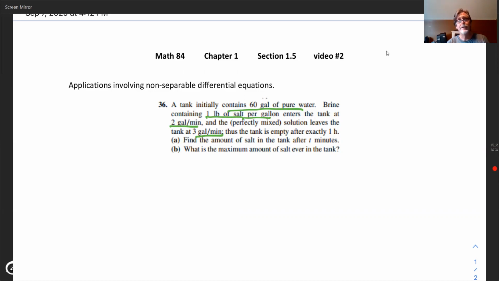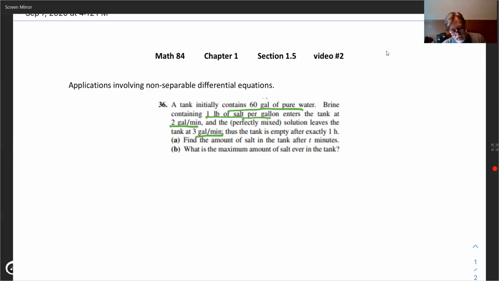Does that make sense? Okay, so you have a tank full of water, 60 gallons. In comes 2 gallons per minute, but out goes 3. The net effect is you lose a gallon every minute. And there's only 60. So yeah, it does make sense.